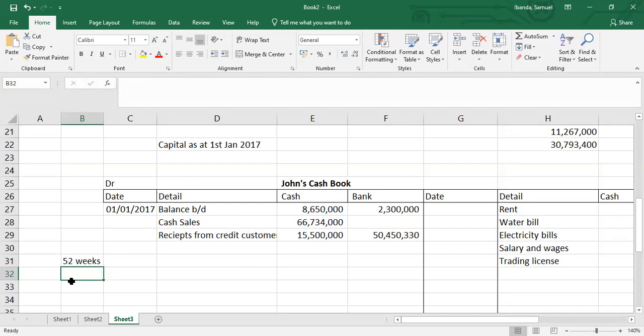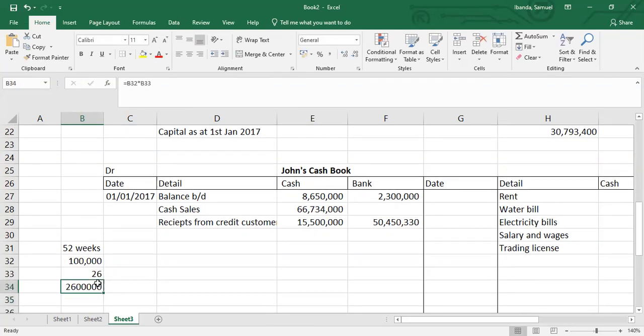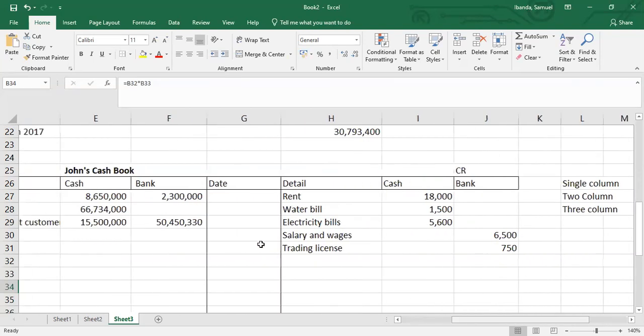Okay. So they're telling us that John takes 100,000, not per week, but after every 2 weeks. So it is basically bi-weekly. So mine is to determine how many 2-week periods I have in a year, okay? So I'll just divide the 52 by 2, which gives me 26, okay? So this 26 is what I'll multiply by the 100,000. So in reality, John actually takes 2.6 million for the whole year in terms of drawings, okay? So that's important. So I'll just come here and put drawings.